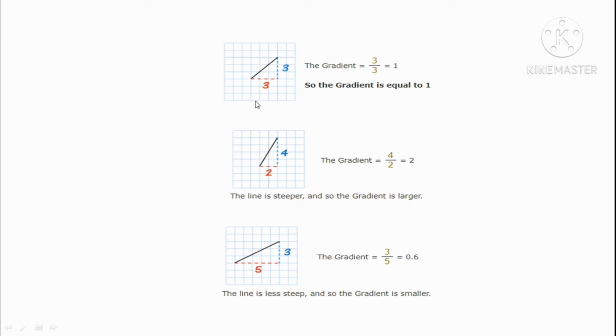So for the second example, the gradient will be 3 over 3, which equals 1. So next, the line is steeper and so the gradient is larger, where the rise here is 4 boxes and the run is 2. So the gradient will be equal to 2. The next example, the gradient will be 3 over 5, which is 0.6. The line is less steep and so the gradient is smaller.